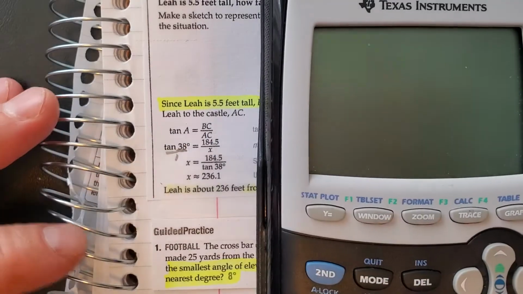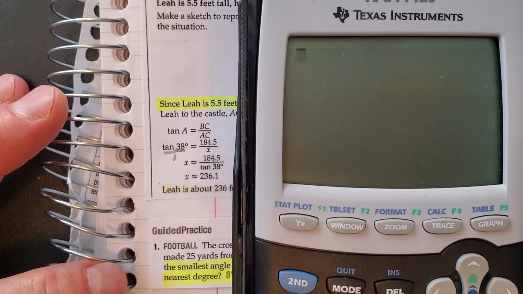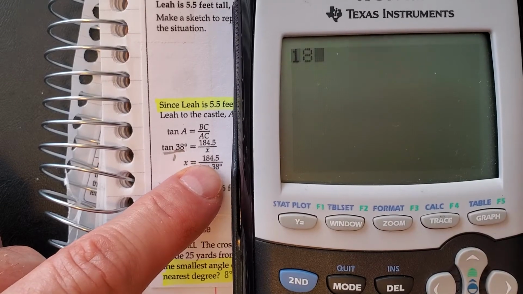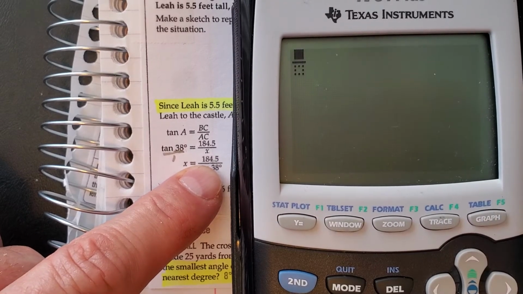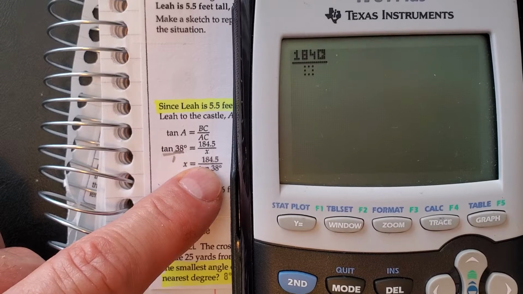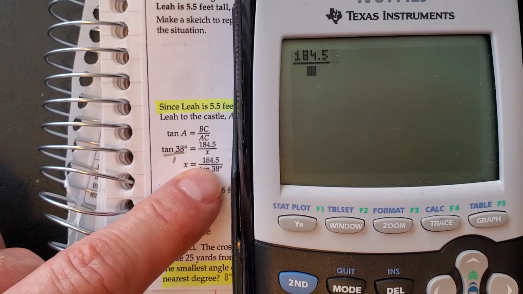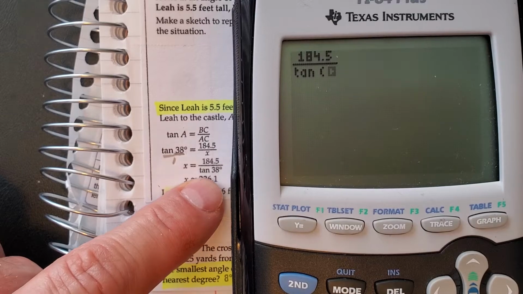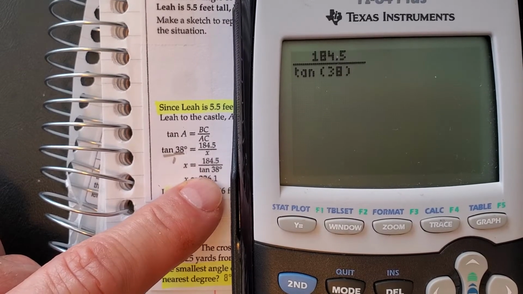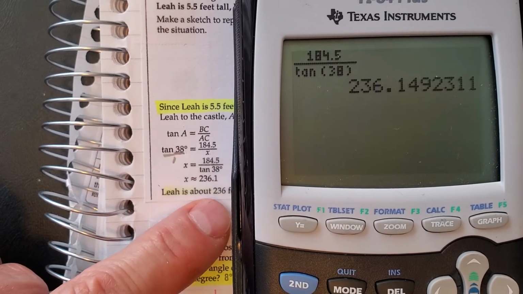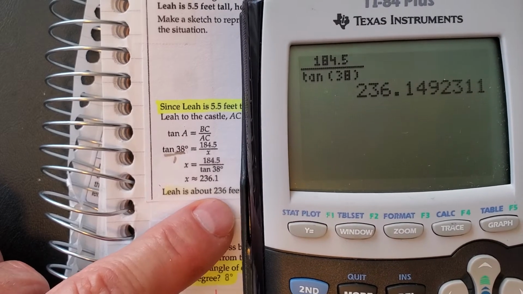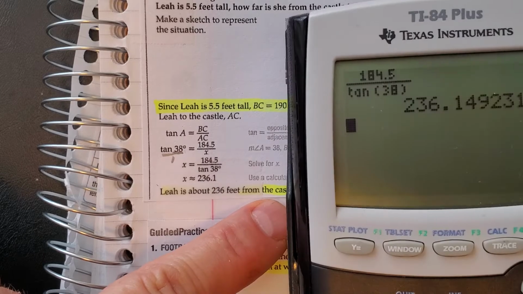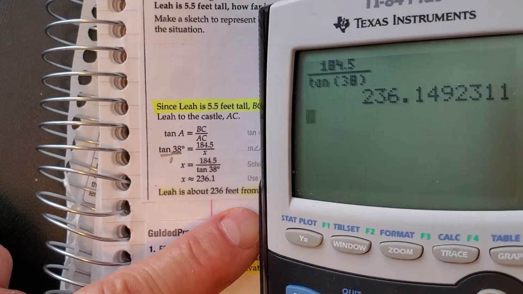On your calculator, I would make a fraction first, F1 fraction, 184.5 divided by the tangent, use your tangent ratio, 38 parentheses, equals 236.1, or 236 feet from the castle. And that's how you would do that on your calculator.